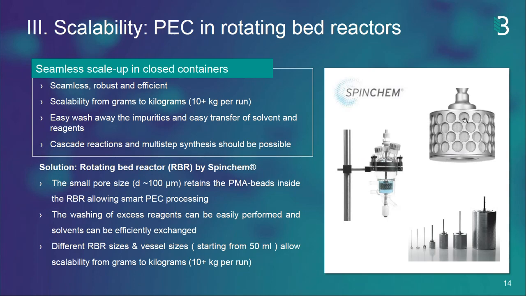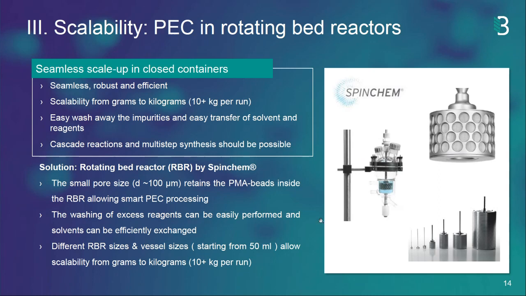So the PMA beads will stay in the rotating bead reactor, and then we can continue our PEC process using this SpinChem apparatus. The solvents and impurities can be easily washed away, and then we can even feed the reagents and organic solvents from the top. So we thought we would use this SpinChem technology and check the compatibility with our PEC process, because it looks like, as I showed here in the figure, we can upscale the purification from gram to kilogram scale.